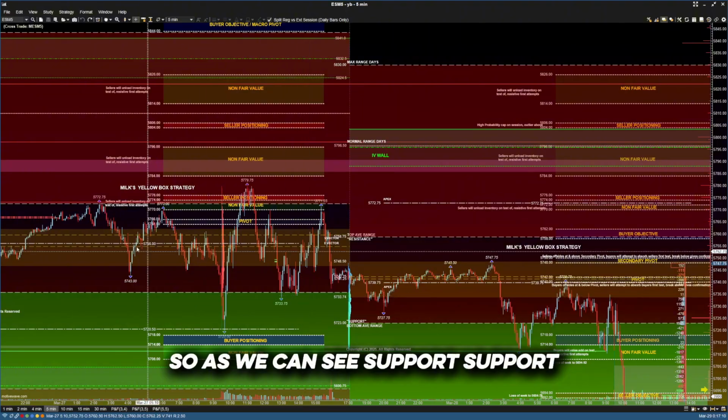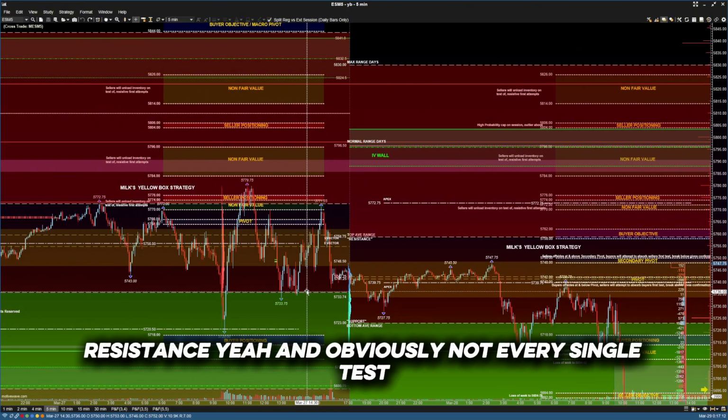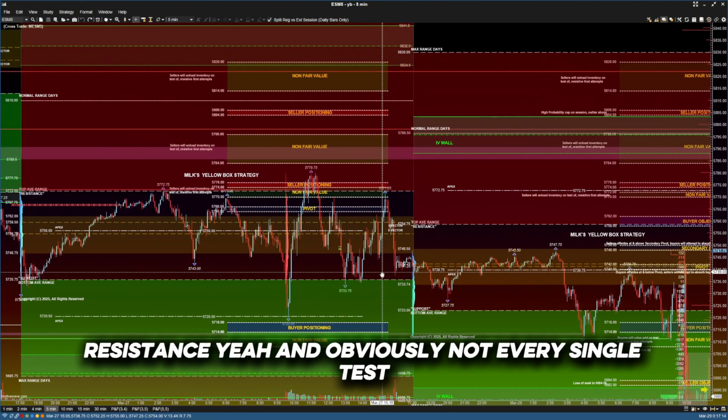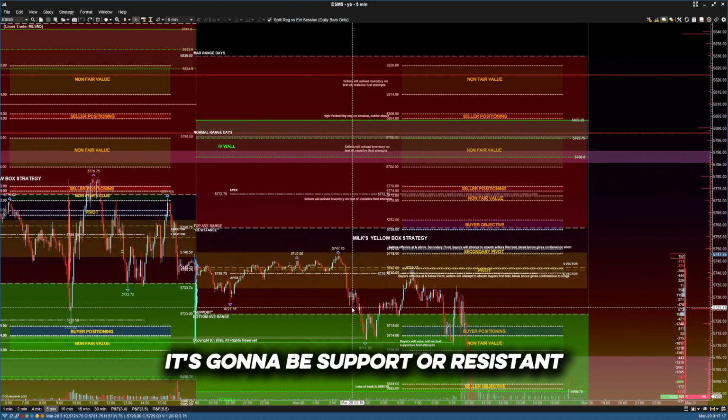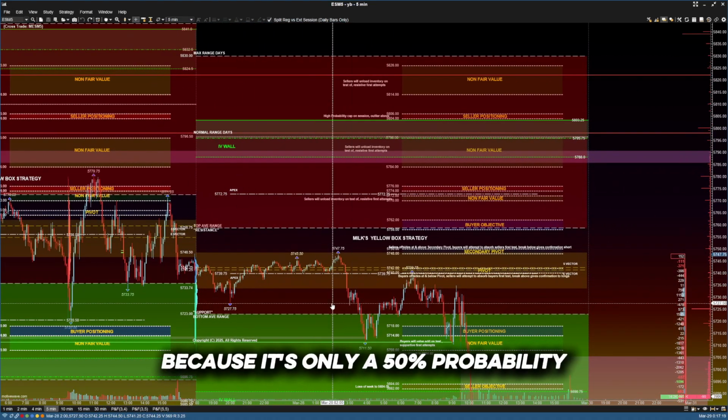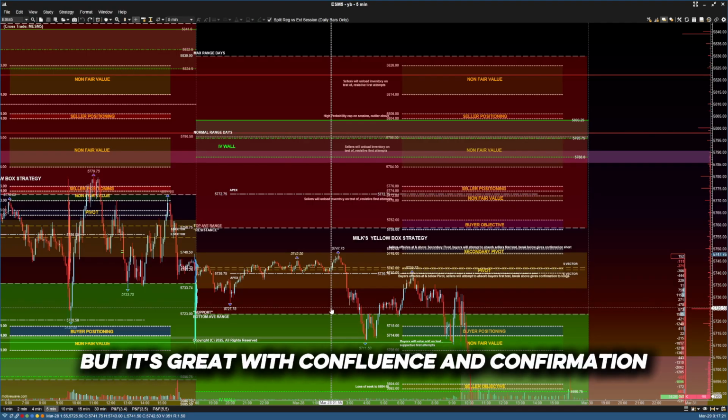So as we can see, support, support, resistance, yeah. And obviously not every single test is going to be support or resistance because it's only a 50% probability, but it's great with confluence and confirmation.